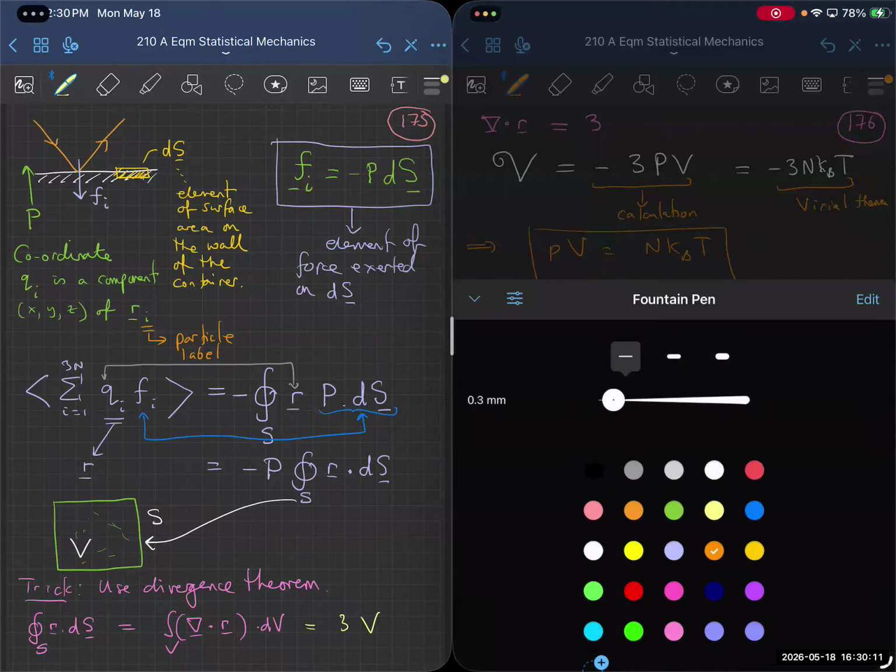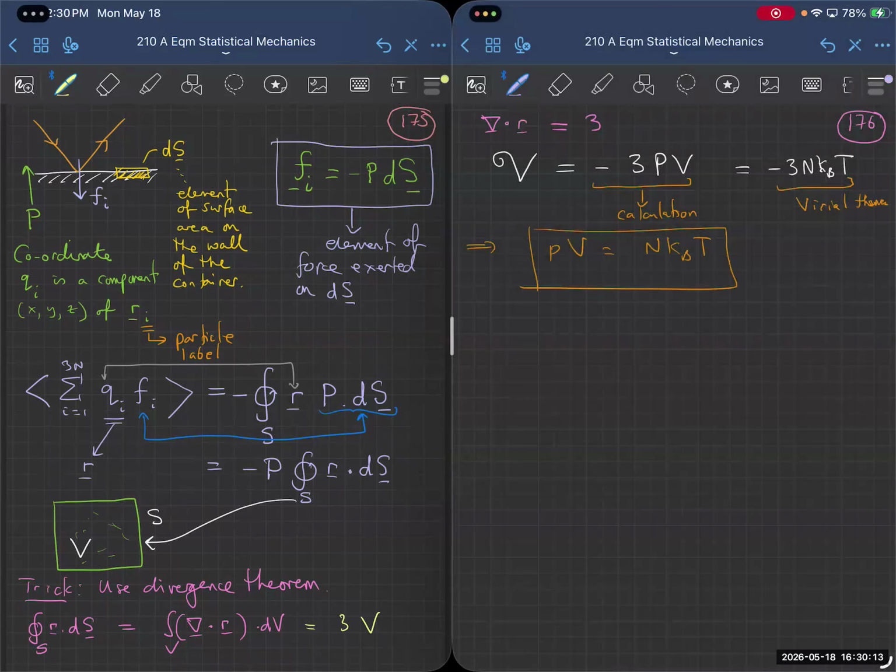Okay. Any questions? Can you explain again the part where you said the force vector is equal to negative pressure times the area element?